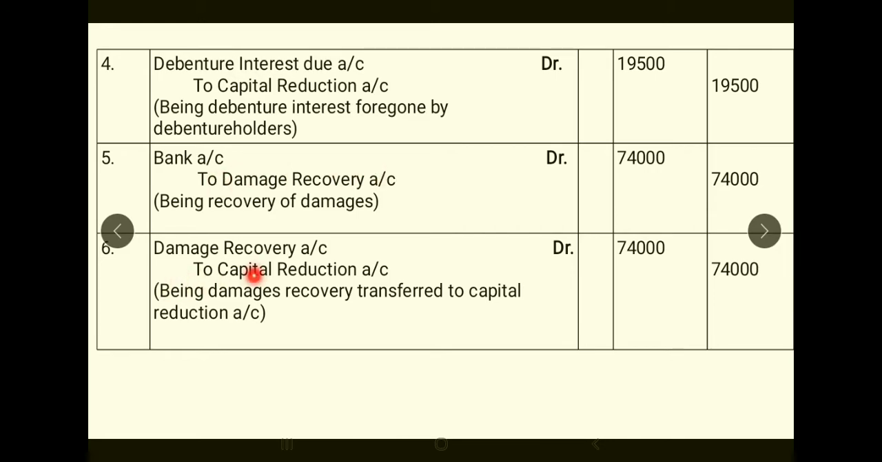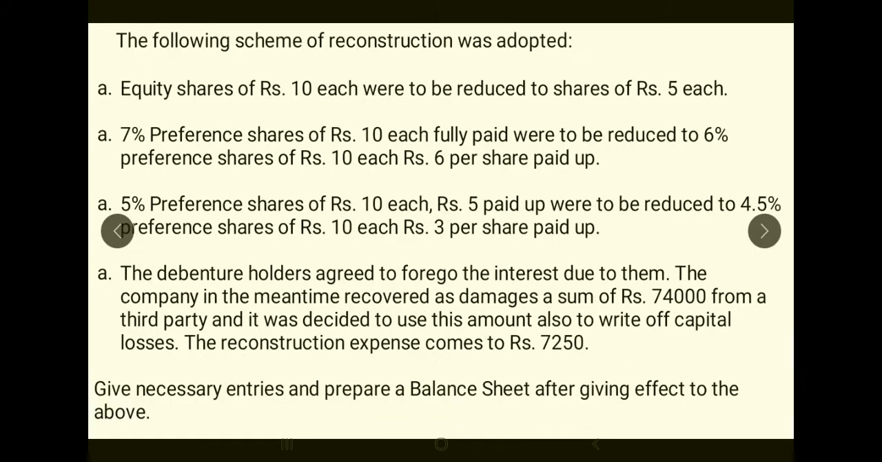Okay, so only two entries relating to damage recovery. When you receive the amount, you write bank account debit to damage recovery, and whatever amount is received should be transferred to capital reduction. So damage recovery account, here you have credited it, so here you debit it, damage recovery account debit to capital reduction account. Let's move on to the next adjustments. Next you can see reconstruction expenses comes to 7,250.